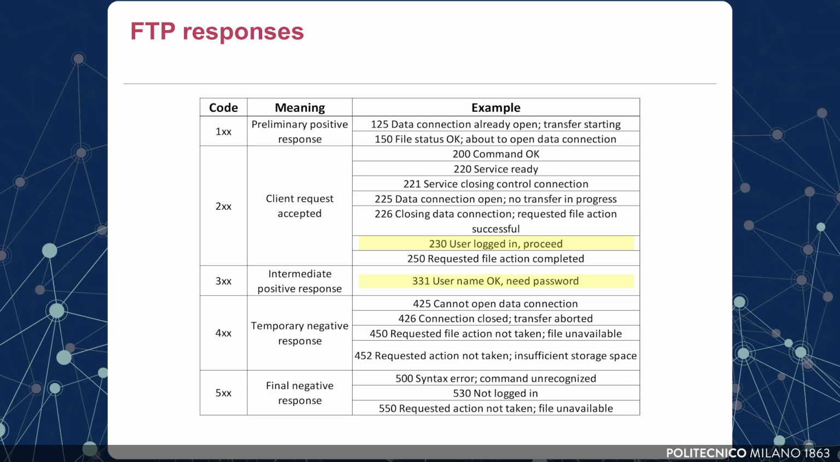Codes that start with 1 are preliminary positive responses, indicating that a process is starting, such as opening a data connection. Those starting with 2 confirm successful actions, such as logging in or completing a file transfer. A code starting with 3 means further action is required, such as entering a password. Temporary negative responses codes start with 4 and indicate issues like unavailable files or connection failures. Codes starting with 5 signal final negative responses, meaning the request cannot be processed due to errors like authentication failure or syntax issues.